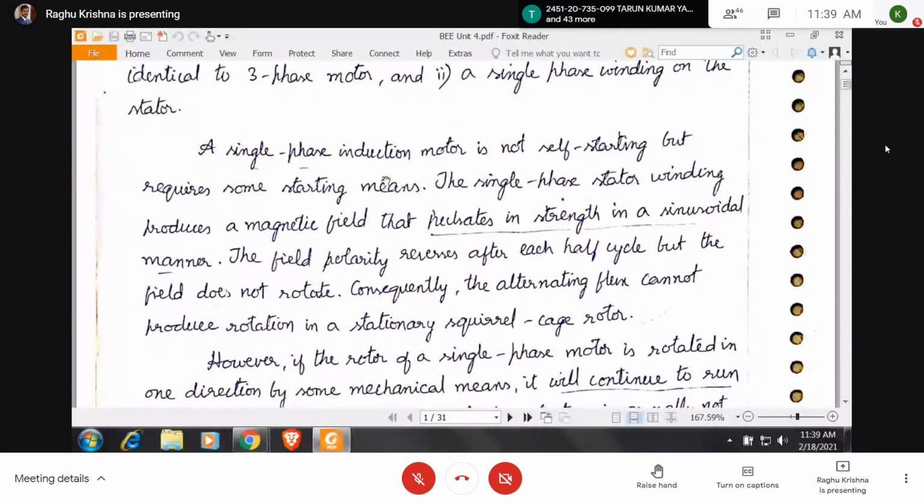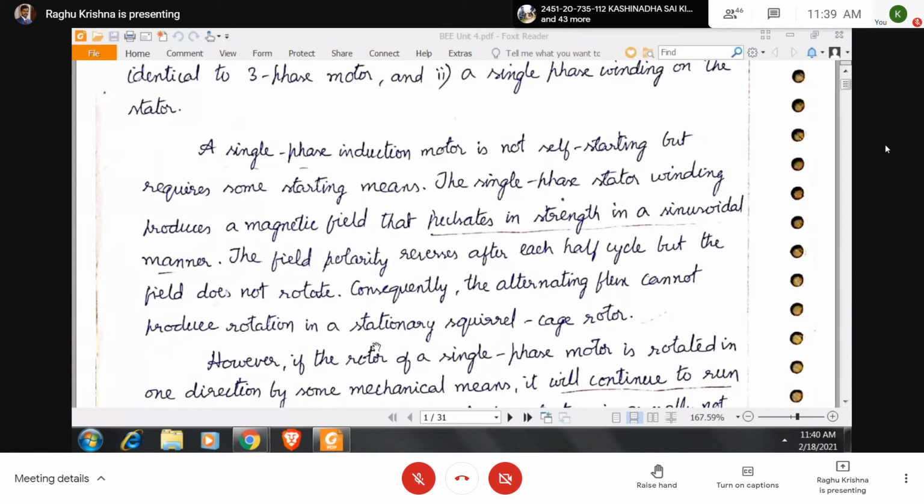So here, a single phase induction motor is not self-starting, but requires some starting means. The single phase stator winding produces a magnetic field that pulsates in strength in a sinusoidal manner. So here the magnitude will be changing and the direction also changing periodically. The field polarity reverses after each half cycle, but the field does not rotate. We are getting a pulsating magnetic field, and the field changes in a sinusoidal manner. We do not have a rotating magnetic field here.